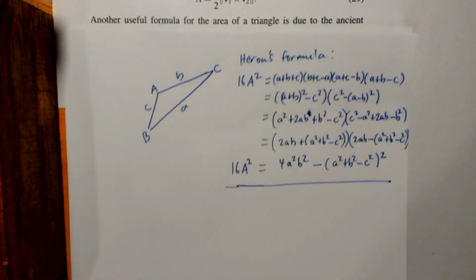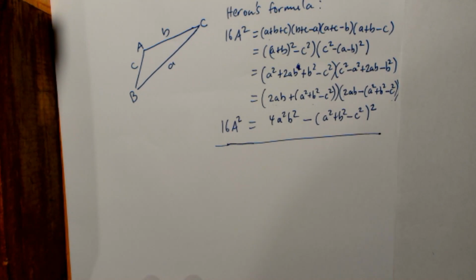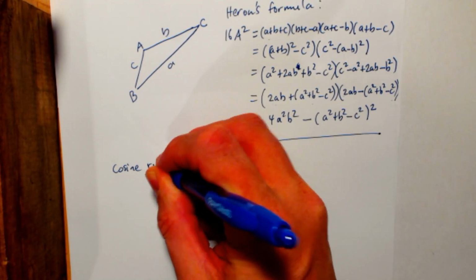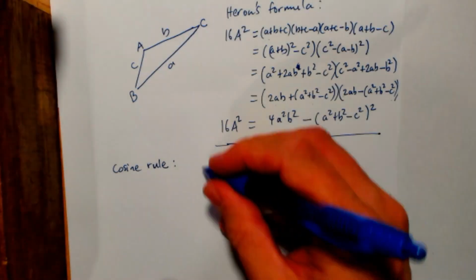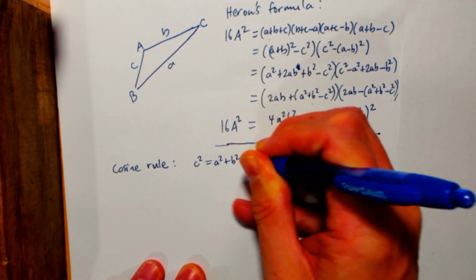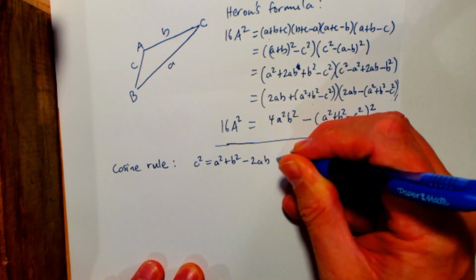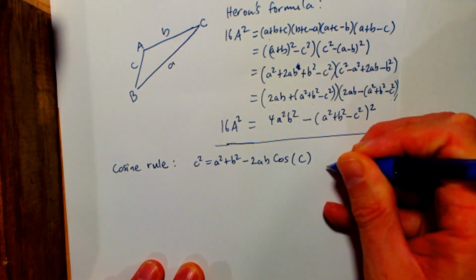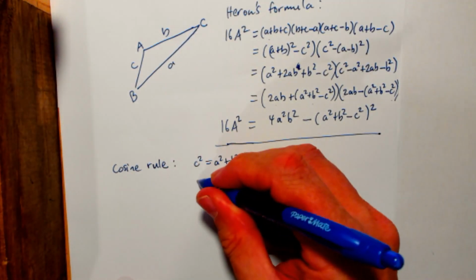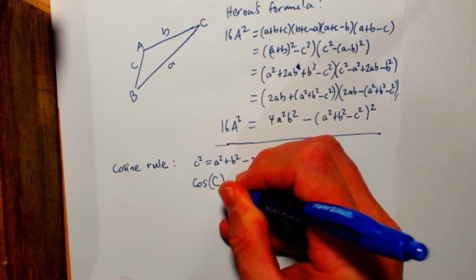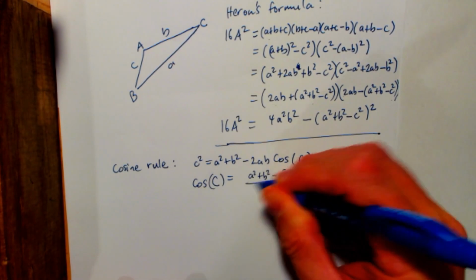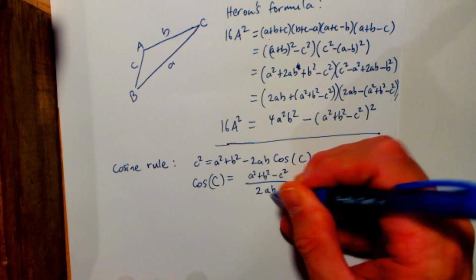So next what I want to do is use the cosine rule. So the cosine rule that we demonstrated previously says that c squared is a squared plus b squared minus 2ab cos of c. Okay, so we can rearrange this and write cos of c is a squared plus b squared minus c squared over 2ab.